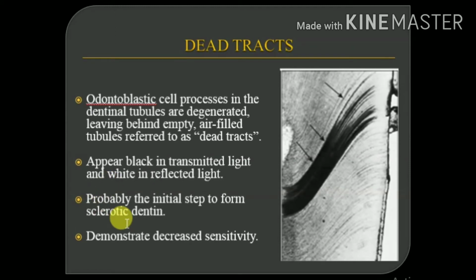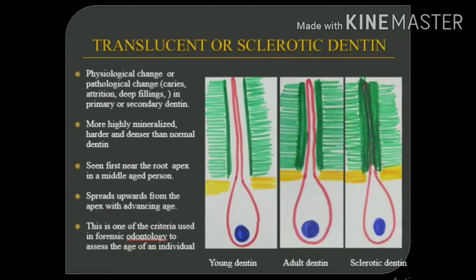Probably the initial step to form sclerotic dentin demonstrates decreased sensitivity. So we can see the translucent sclerotic dentine. In the picture, it is shown there is a young dentine, an adult dentine, and sclerosed dentine. Any physiological change in the primary or secondary dentine is going to get more initiation towards mineralization, harder and denser than the normal dentine, seen first at the root apices. It will be seen at the apex in middle-aged persons, and spreads upwards with advancing age, coming near the chamber.